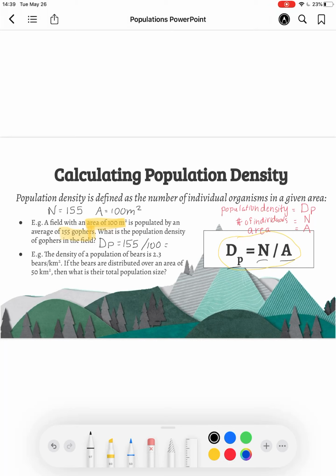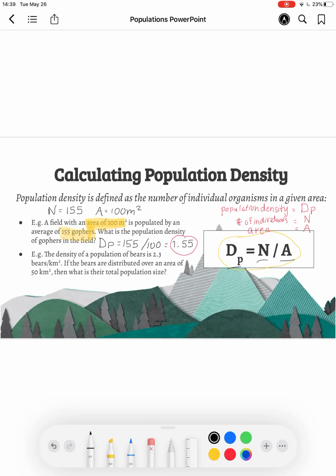This is an easy one to do, but you can use a calculator if you'd like. The answer is 1.55, and that's our population density. So that would be our answer. We would just, I don't know, put a circle around it. Okay, so let's try the next question.